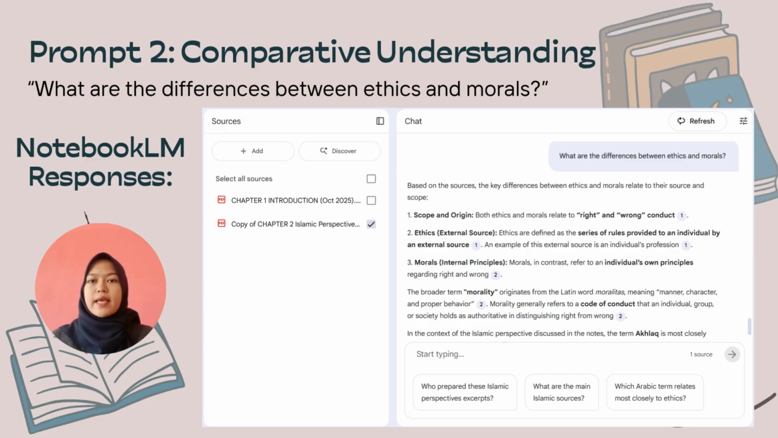It explains that ethics come from external rules like professional guidelines, while morals are personal beliefs about what is right or wrong. Interestingly, it also links this to the Islamic concept of akhlaq, which relates to good character. So this prompt helps students gain a clearer understanding of key concepts in a simpler and more direct way.